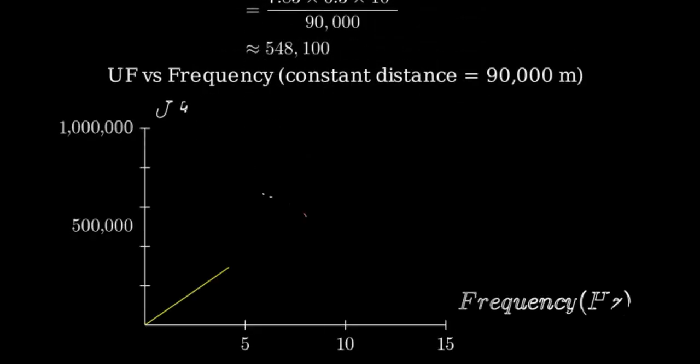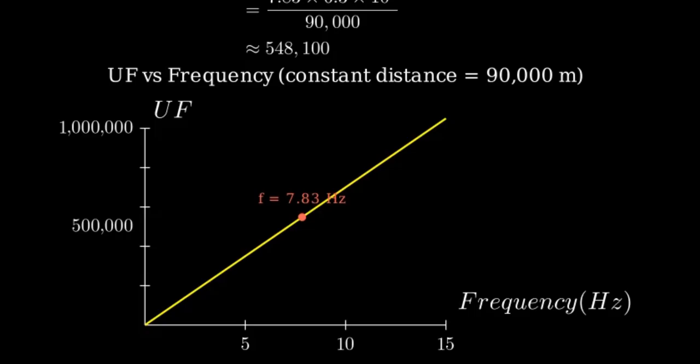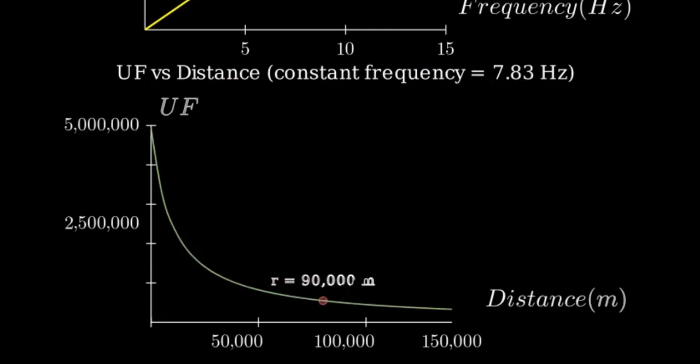First, let's look at how UF varies with frequency when we keep the distance constant at 90,000 meters. As you can see, UF increases linearly with frequency. So as the frequency goes up, the UF value also increases proportionally. Now, let's see how UF varies with distance when we keep the frequency constant at the Schumann frequency of 7.83 Hz. Here, we can see that UF decreases inversely with distance. As the distance increases, the UF value drops rapidly, following an inverse relationship.